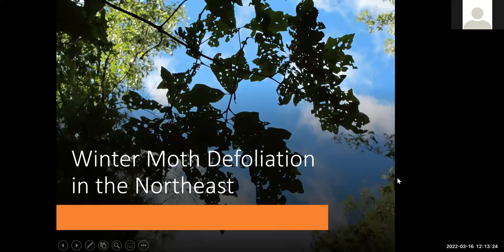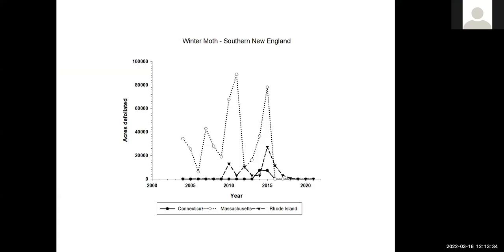So I'm just going to run through some information on winter moth and brown-tailed moth before moving into a little bit more detail about some of the work we did with Lymantria dispar. As I mentioned, winter moth was really a problem in southern New England first. Really, we worked in Massachusetts only, but Connecticut and Rhode Island also had some issues.